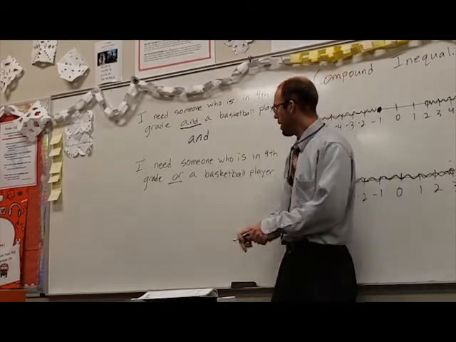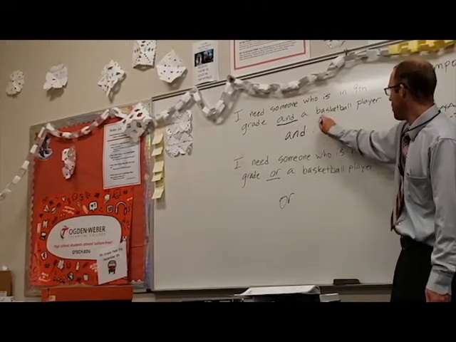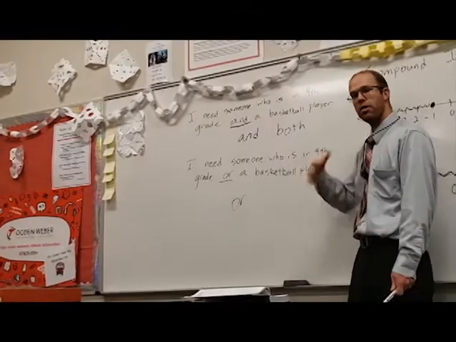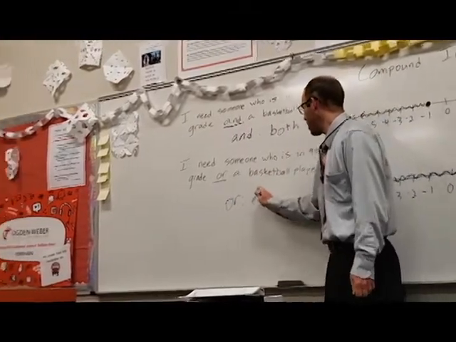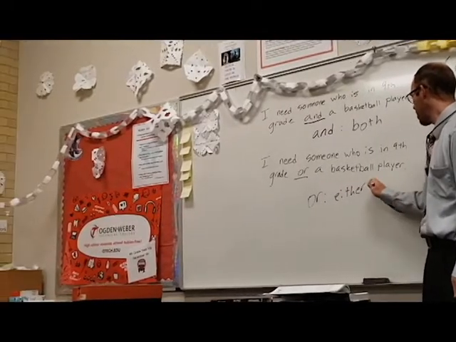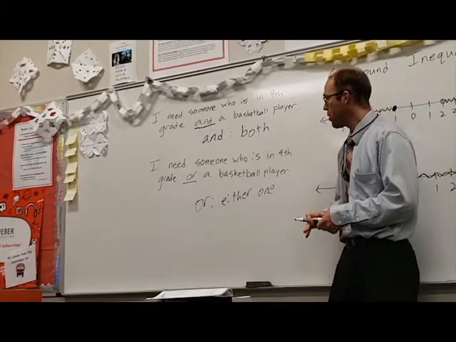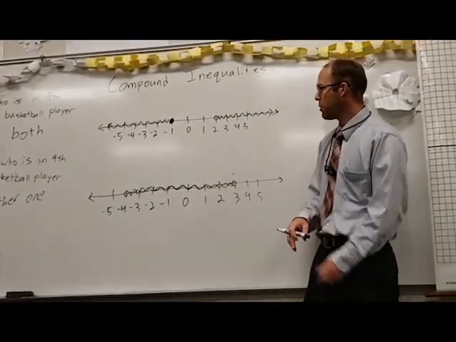So the difference between and or, and means that both have to be true, or if there are more requirements, they all have to be true. Or means that either one could be true and we accept that. So those two situations are key. Let's take a look at these two graphs. They kind of illustrate the difference between the two.